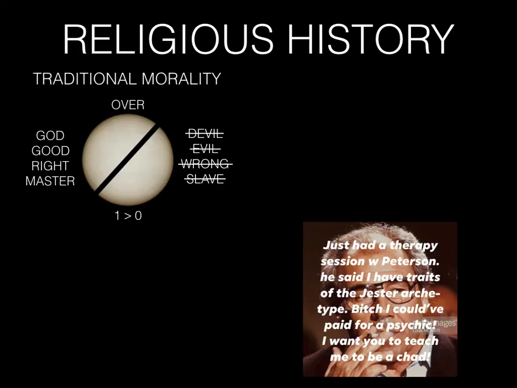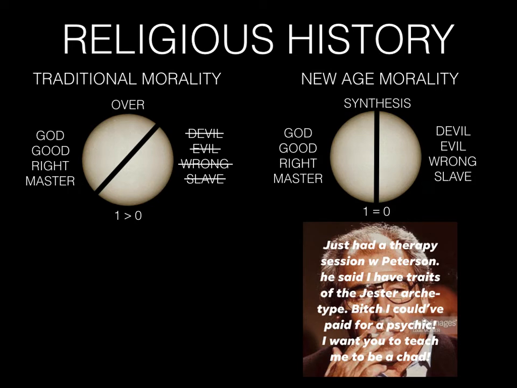Let us first consider religion in its traditional form. Religion in its traditional form is grounded in a type of traditional morality, where God, goodness, what is right, and who the master are seen as informing what we ought to do and how we should act. Over and above things like the devil, evil, what is wrong, or even the slave, or who is lower in a social category. Of course, this form of religion can be negated for a balanced synthesis, or a New Age balance, where God and the devil, good and evil, right and wrong, master and slave are seen as equal.